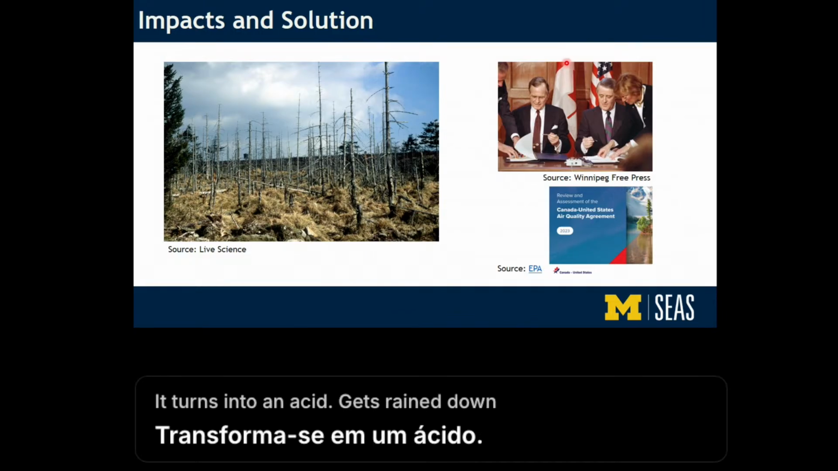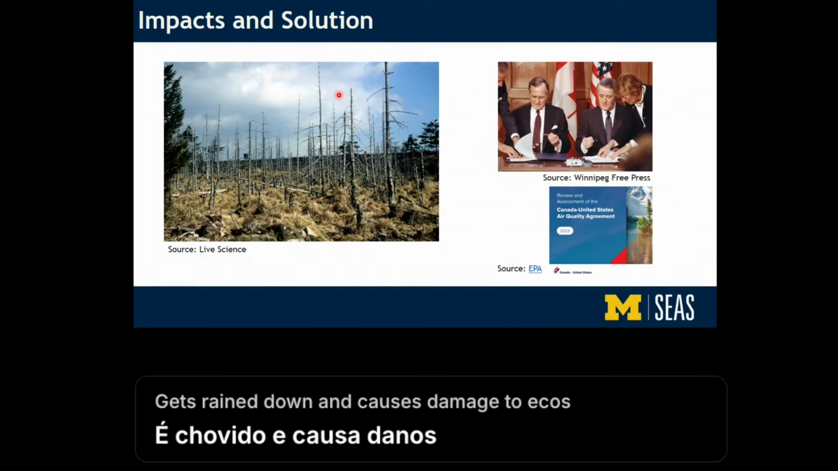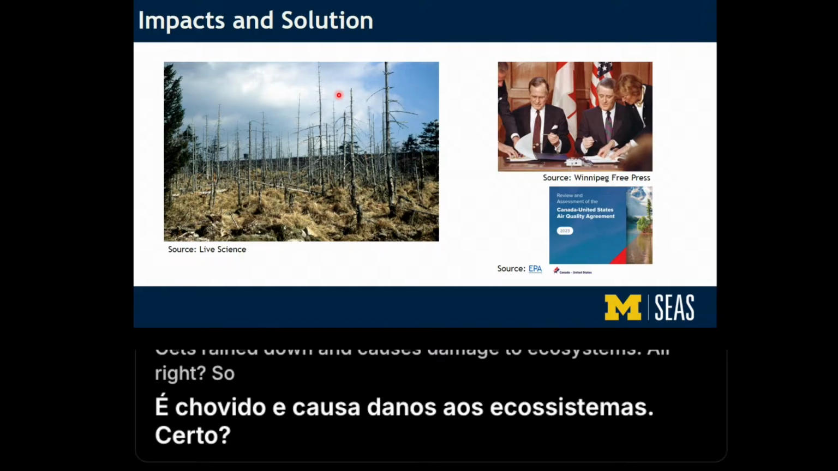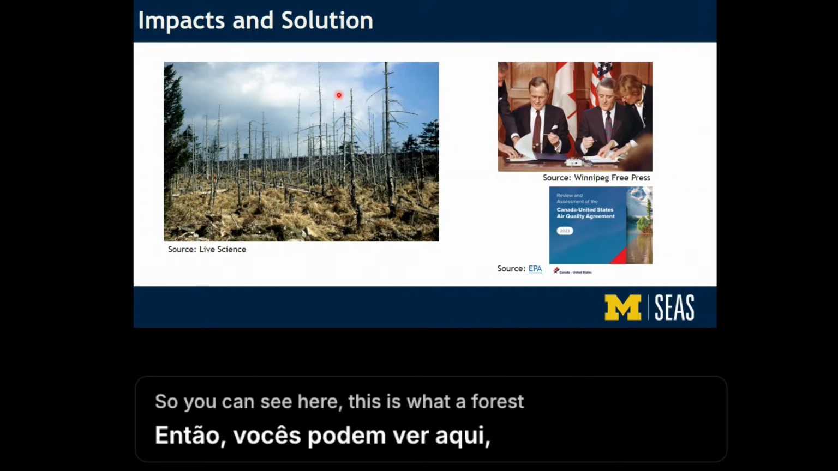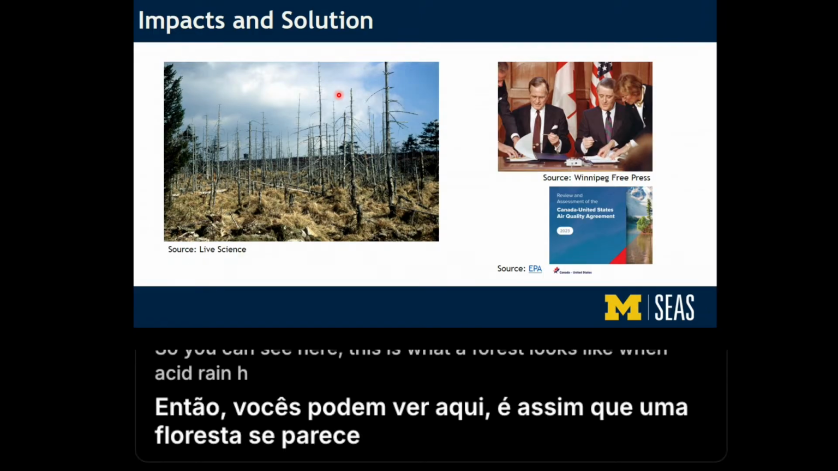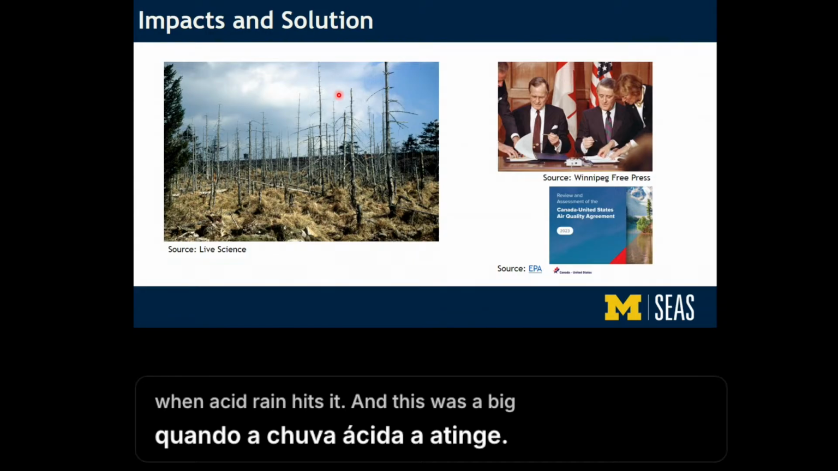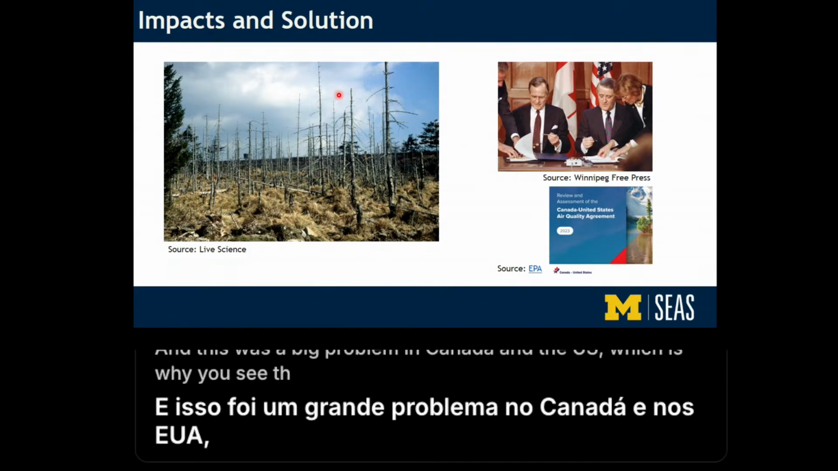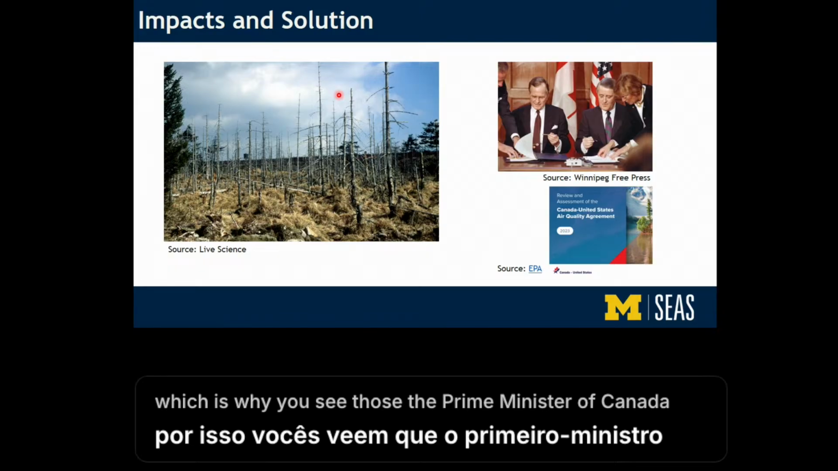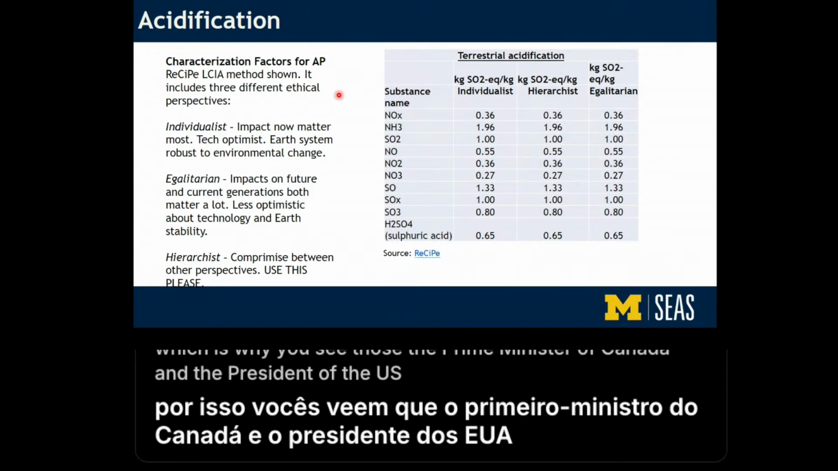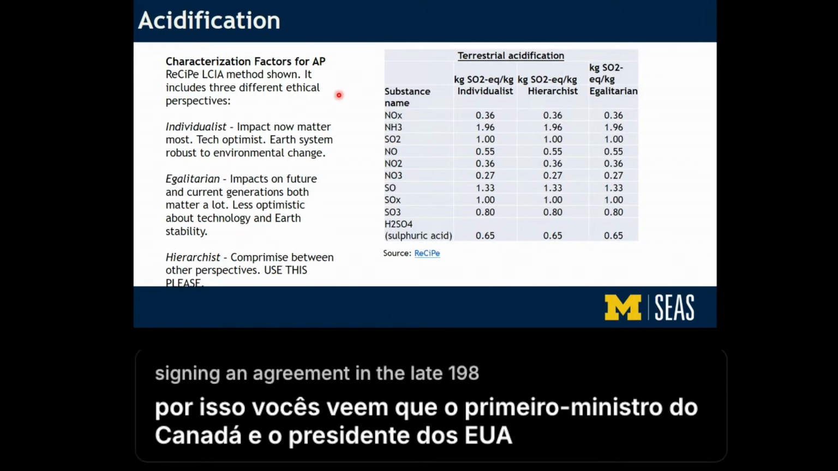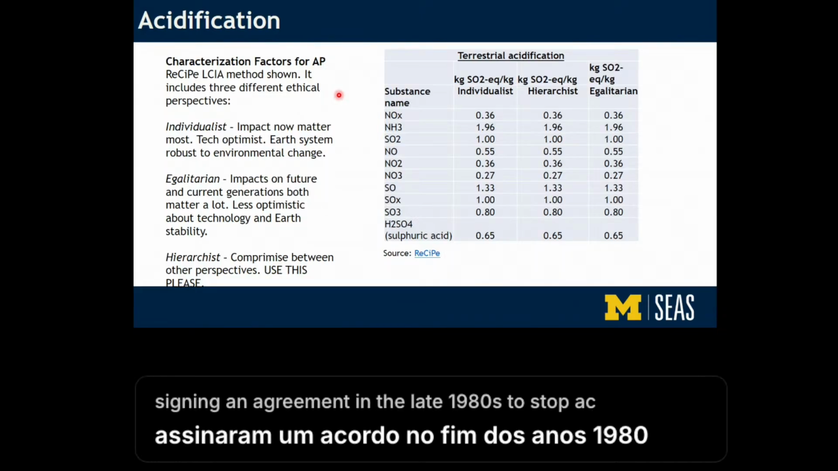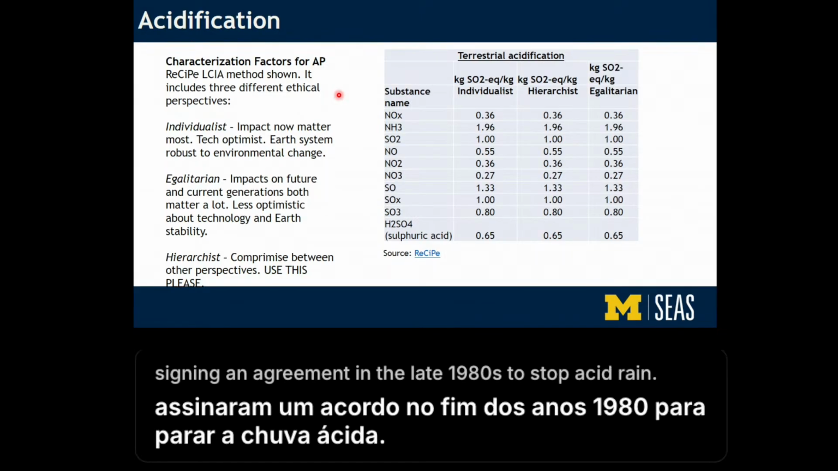So you can see here, this is what a forest looks like when acid rain hits it. And this was a big problem in Canada and the US, which is why you see the Prime Minister of Canada and the President of the US signing an agreement in the late 1980s to stop acid rain. And it's the exact same mechanics as global warming potential.